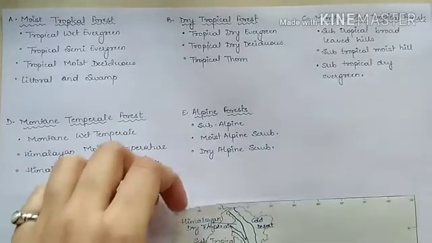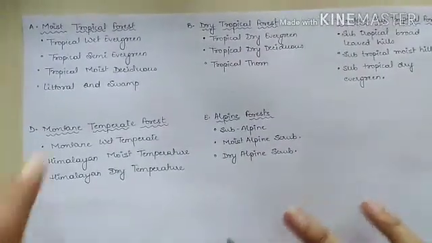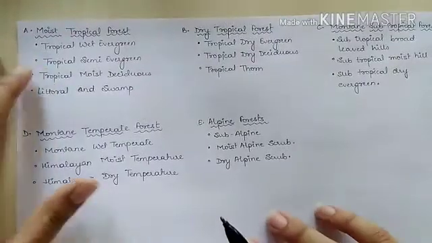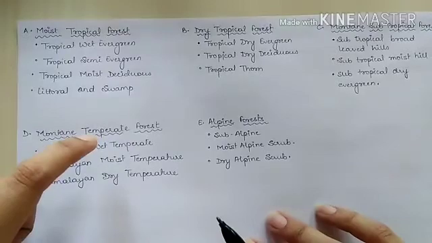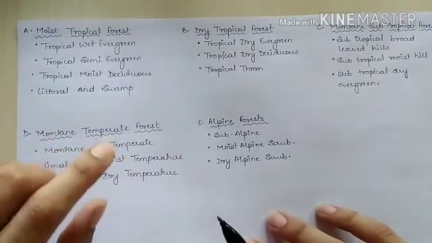So the first one that we have is moist tropical forest. In moist tropical forest, we have four categories, that is tropical wet evergreen, tropical semi-evergreen, then tropical moist deciduous, and lastly we have littoral or swamps.